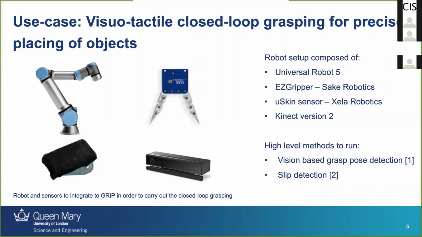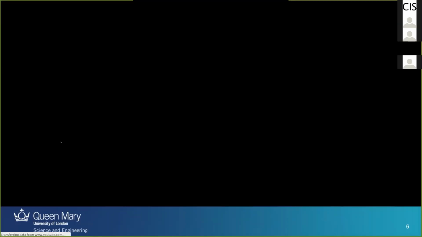We already had a vision-based grasping algorithm running, but unfortunately, when generating grasps for objects that were not known, and we didn't know the location of the object, sometimes the object was slipping from the fingers. So when we wanted to place it, the object was misplaced. So we tried to close the loop through a slip detection module that we had implemented previously for the uSkin sensor by Xela Robotics. And it really helped us to come up with a precise placing pipeline.